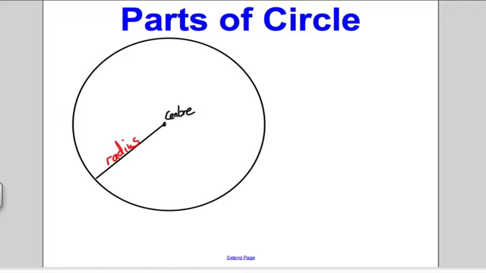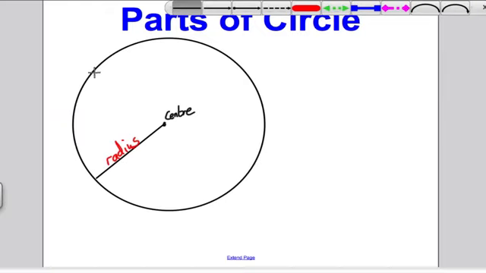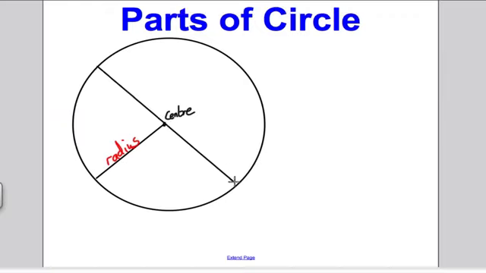So a radius. Now, a line that goes through the center from one edge of the circle to the other, but it must go through the center, is called a diameter. And you should see from that the diameter is obviously 2 lots of the radius, because the radius just goes from the outside to the center. The diameter goes from the outside to the center and back to the outside. So they're 3 important things of a circle.